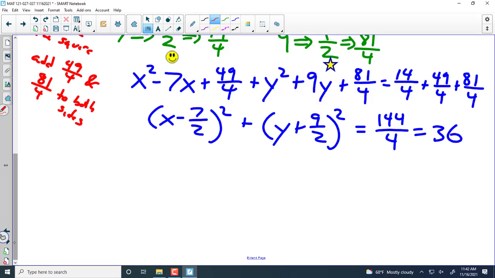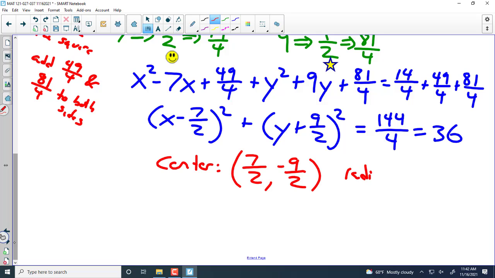You don't have to love it, but can we get the center now and the radius? Yeah, we just have to remember to change the signs. Center is 7 halves, negative 9 halves. Got to remember to switch the signs from what you see in the equation. And the radius is 6, and we're done.